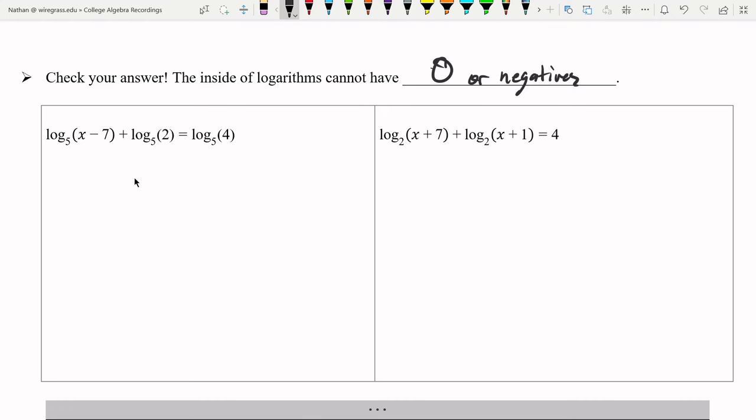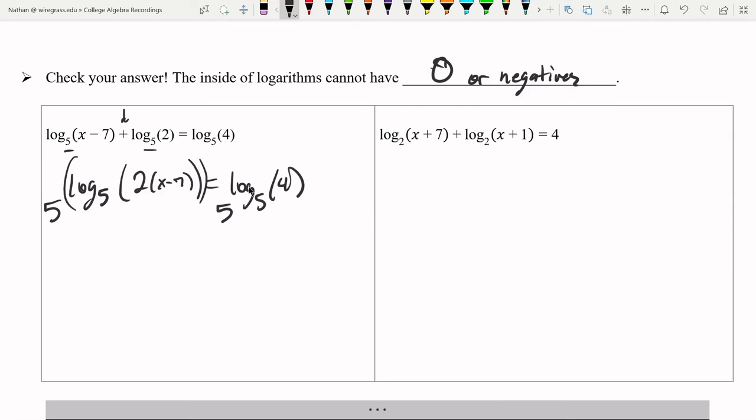Okay, for this first one, I can combine this side into a single logarithm. We have like bases, and we are adding, so I'm going to multiply the insides. 2 times x minus 7 equals log base 5 of 4. Now I can take the 5 to the power of both sides, and that cancels the logarithm. That gives me 2x minus 7 equals 4. Divide by 2. Add 7. That gives me x equal to 9.